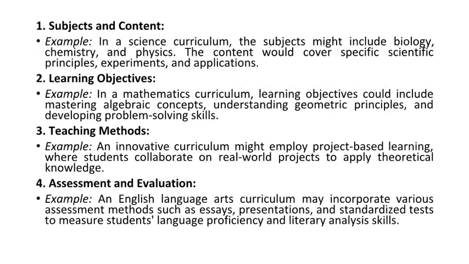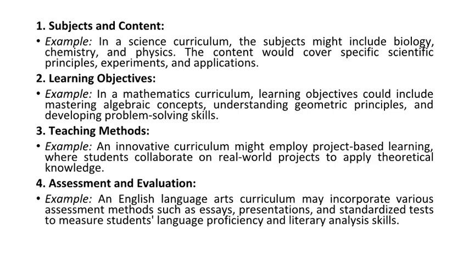1. Subjects and content. Example: in a science curriculum, the subjects might include biology, chemistry, and physics. The content would cover specific scientific principles, experiments, and applications. 2. Learning objectives. Example: in a mathematics curriculum, learning objectives could include mastering algebraic concepts, understanding geometric principles, and developing problem-solving skills. 3. Teaching methods. Example: an innovative curriculum might employ project-based learning, where students collaborate on real-world projects to apply theoretical knowledge.